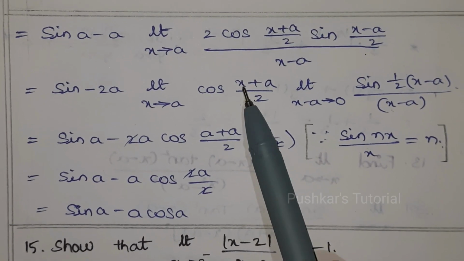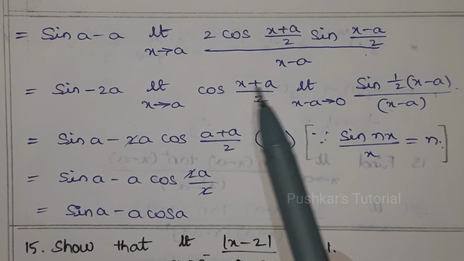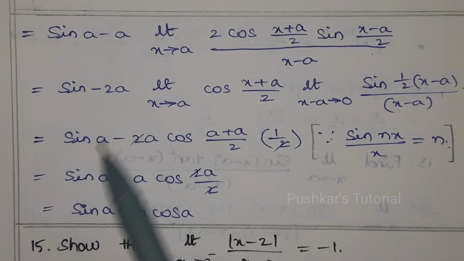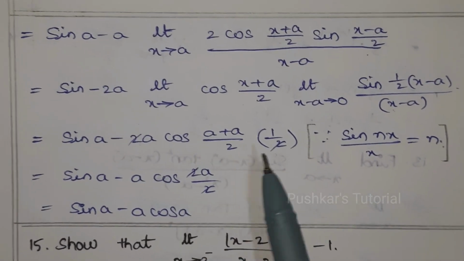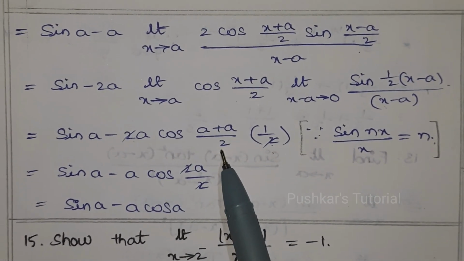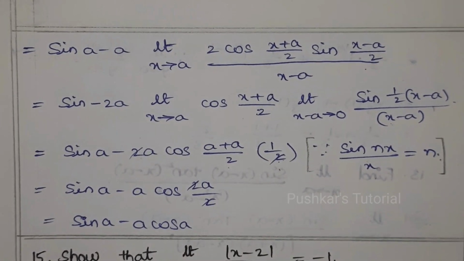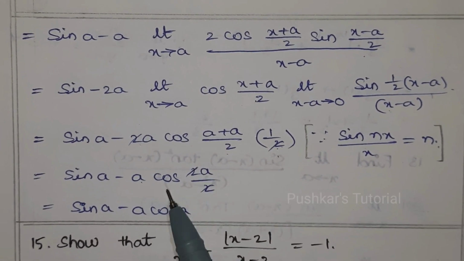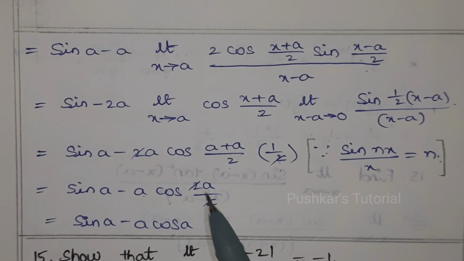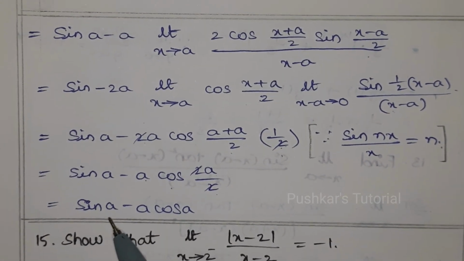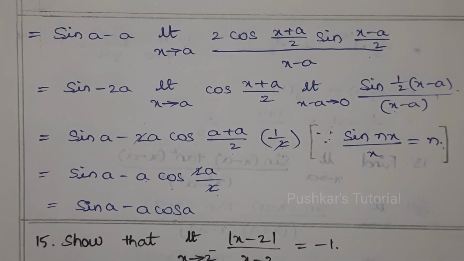And wherever x is there you have to put a, so cos of (a plus a) by 2 and the remaining as it is. So this 2 gets cancelled, not the angle 2. Outside the angle, cancel. a as it is, cos(2a by 2). Now the angle can be cancelled. So the answer is sin a minus a cos a.